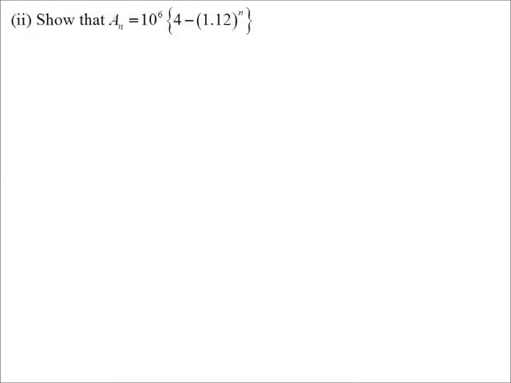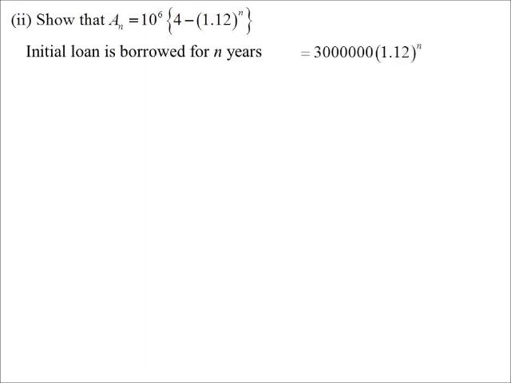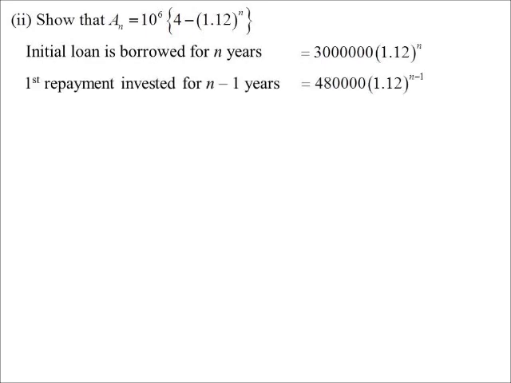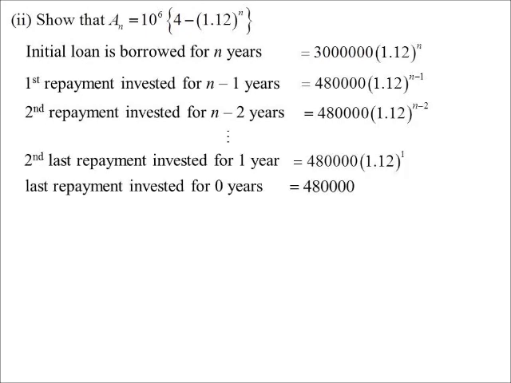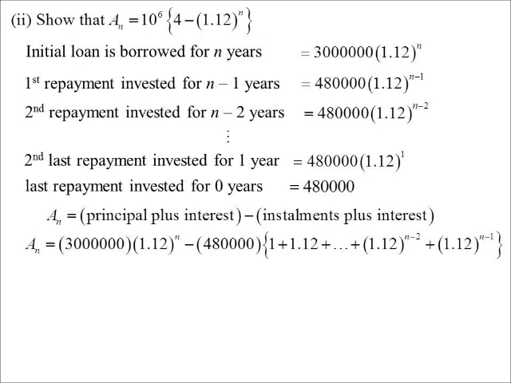Show that amount n ends up being 10 to the power of 6, 4 minus 1.12 to the power of n. Okay. Well, this time we don't know what n is. So, yep, there it is, 1.12 to the power of n. First repayment then, well, it'll be n minus, again, I don't know what n is, but it'll be in there for n minus 1 years. Then n minus 2, so on and so on and so on. Okay, let's create our little formula. Amount n will be the difference between the two. There it is. Well, it's not quite what they've got. Okay, well, let's see what happens.